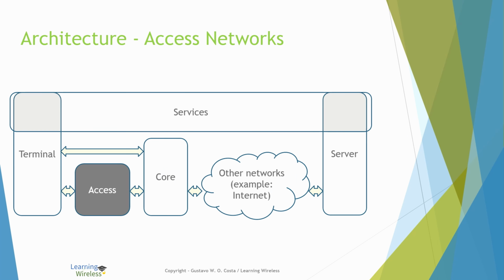So, within the context of mobile communication, all the communication between your device and a server in the rest of the world happens through the access network. The access network provides the first hop of connectivity. It's how your mobile is directly connected to the rest of the infrastructure.